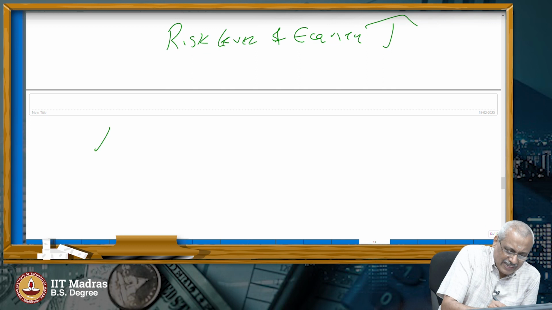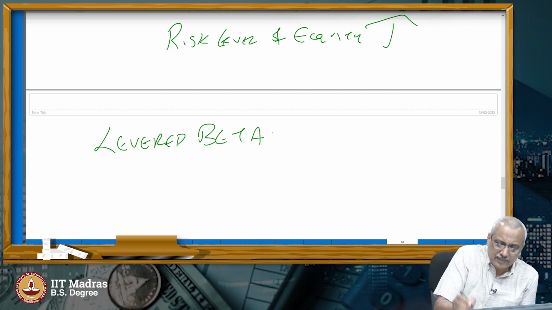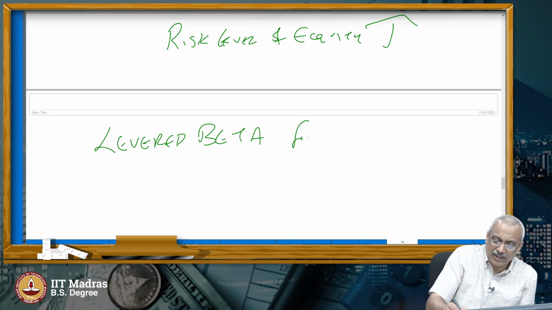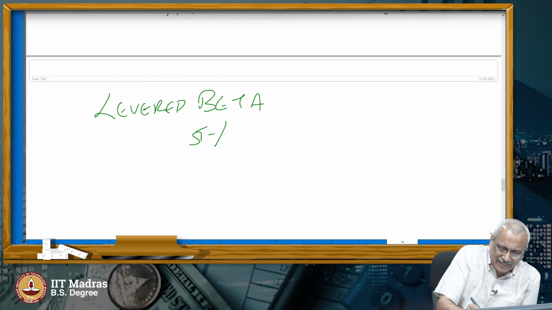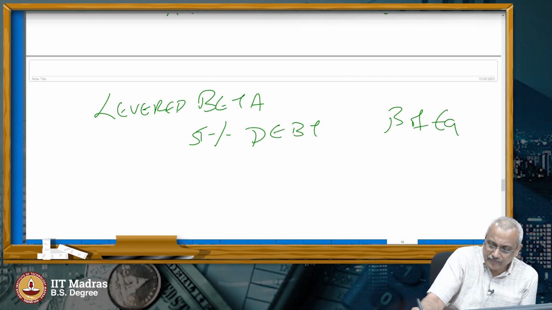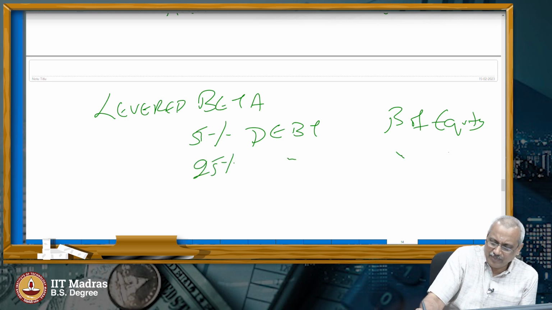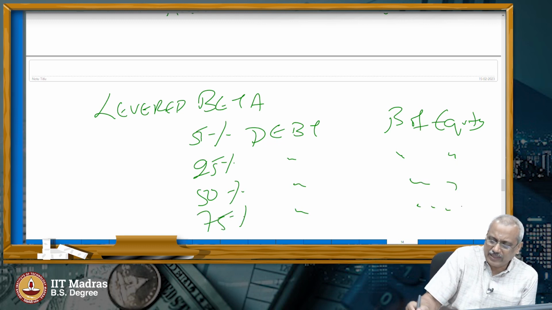So now I have to find the levered beta. The levered beta is basically for the equity out there. So when I have a 5% debt, what is the beta of equity? If I have a 25% debt, what is the beta of equity? If I have a 50% debt, what is the beta of equity? If I have a 75% debt, what is the beta of equity?